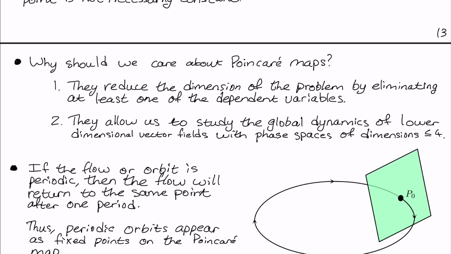It's going to just circle back, and the flow may not necessarily be a circle, but every time the orbit or flow comes back to intersect the Poincare section, it's going to intersect at exactly the same point. And it's going to do this for all time. So as a result, periodic orbits are going to appear as fixed points on the Poincare map.